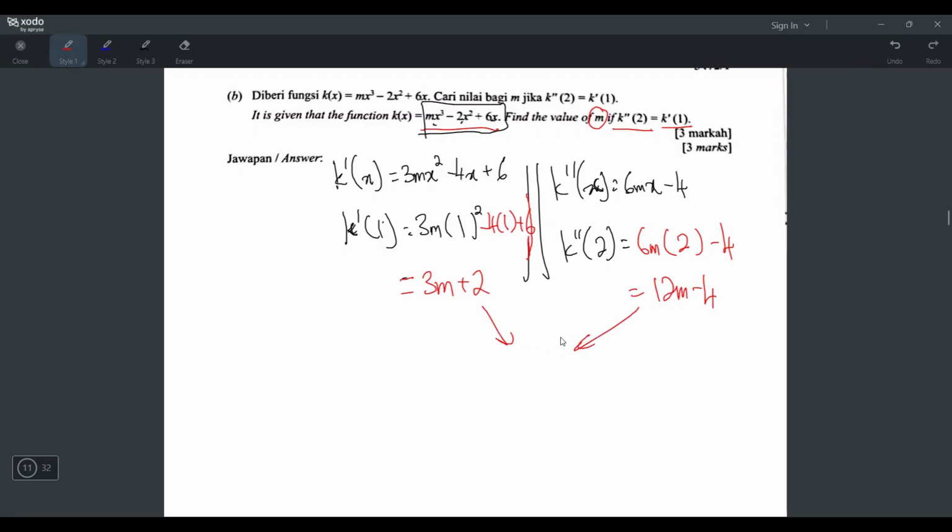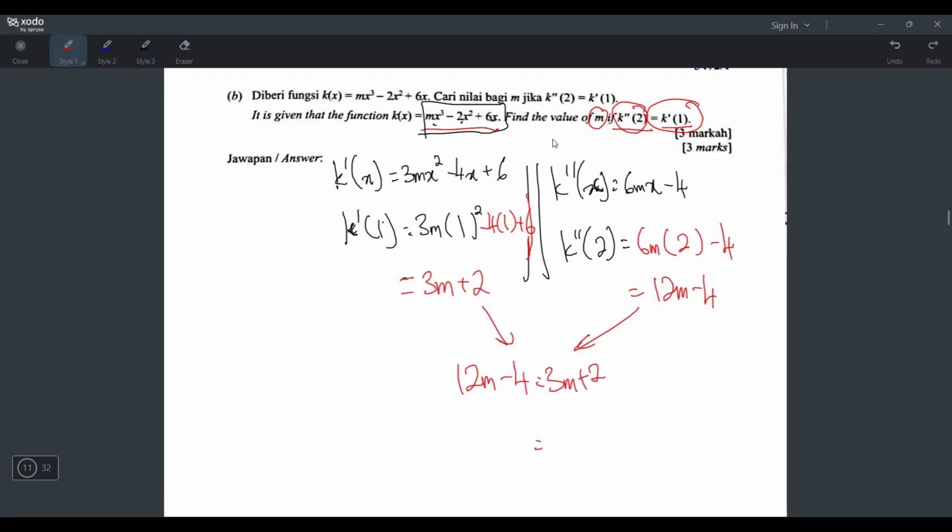You take both of these and equate them. It's up to you, you can put this one equal to this, or this equal to this, they are both equal, so it doesn't matter which side you put which one on. Okay, I think it's better if I put the 12m minus 4 first. So 12m minus 4 equals 3m plus 2, because they say k double prime 2 equals k prime 1. So k double prime 2 is on the left side, and k prime 1 I put on the right side.